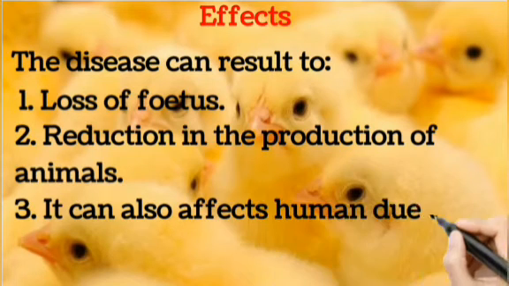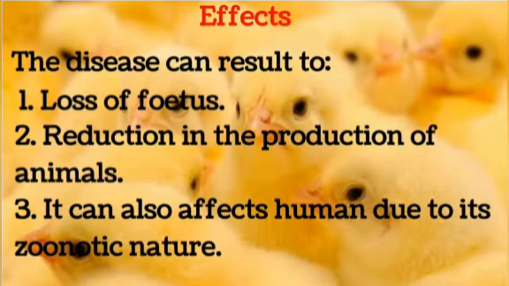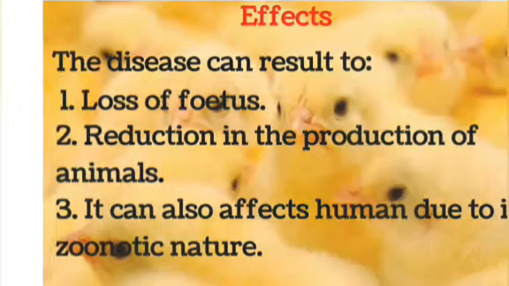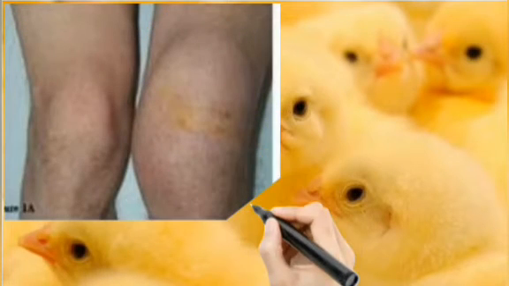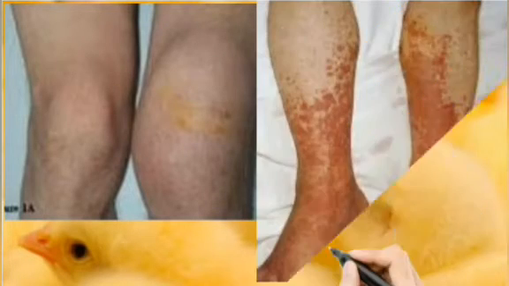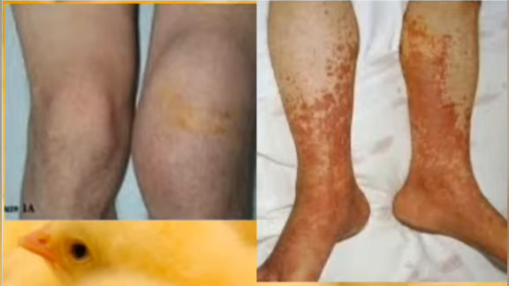Thirdly, it can also affect humans due to its zoonotic nature. Zoonotic diseases are diseases that can be transferred from animals to man, and brucellosis is one of such. Brucellosis in the body of humans causes inflammation of joints. It is a dangerous disease. It can transfer from animals to man. Aside from inflammation of joints, it also causes rashes in the skin of humans.